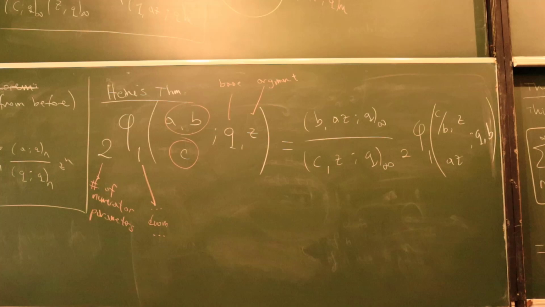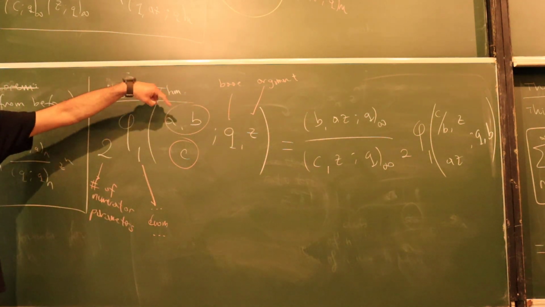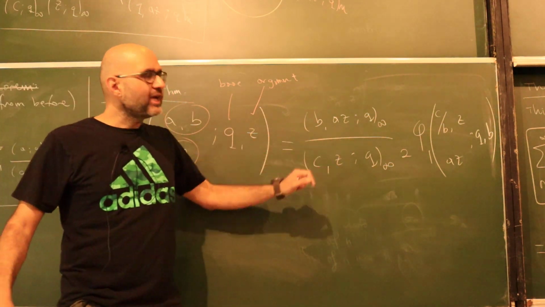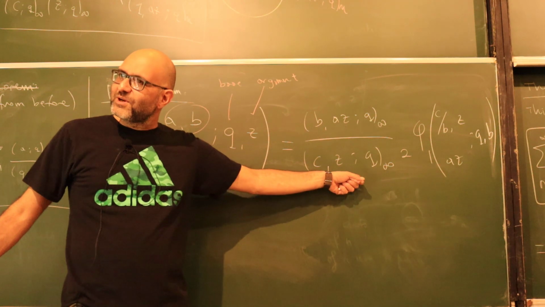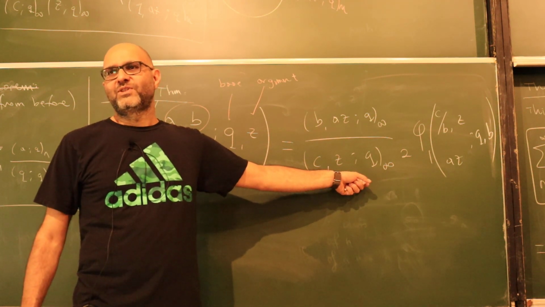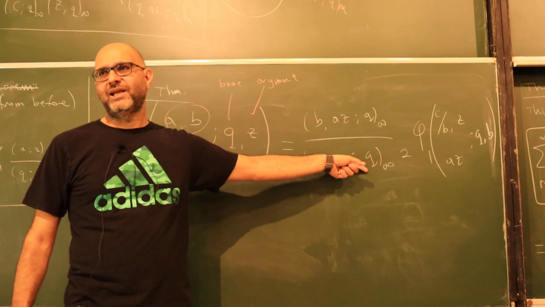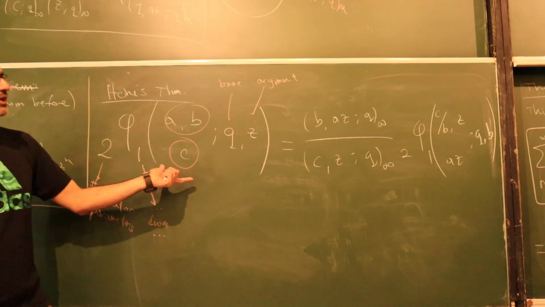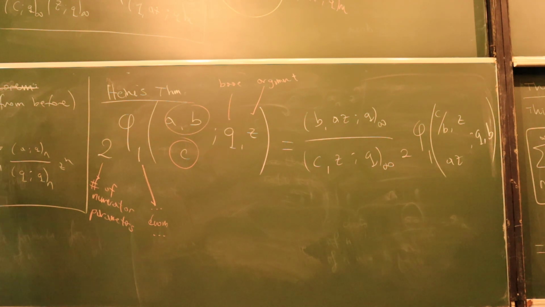You can read a lot into Heine's theorem. For instance, it's very obvious that on the left-hand side you can switch A and B, right? And you will get the same series. Switch A and B here. Who's going to convince us that we are going to have the same series? It's very not obvious that this is symmetric in A and B. This one is obviously symmetric in A and B. This one is not. But anyway, that's Heine's theorem.